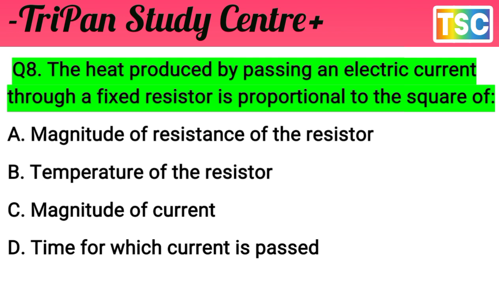Magnitude of current, you know that's the right answer, because the heat produced by passing electrical current through the fixed resistor is proportional to the square of the magnitude of current. It means option C is correct here. Option C, magnitude of the current, is the right answer for this question.